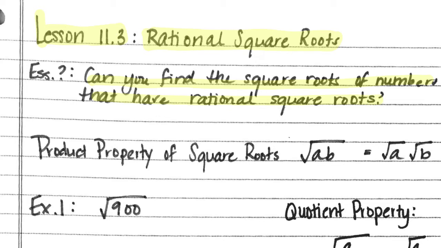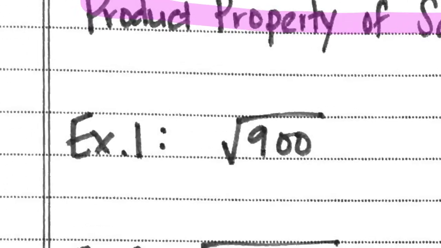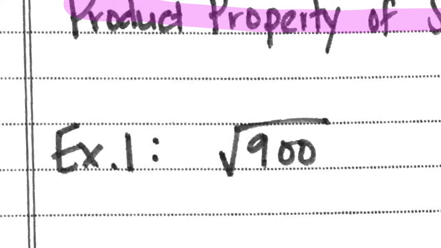And we're starting off with the product property of square roots, which just tells us if we have two numbers multiplied, we could go ahead and split those up. So the square root of a times b can be the square root of a times the square root of b. Meaning, the square root of 900, I could split this up to the square root of 9 and the square root of 100. And then from here, I know the square root of 9 is 3. I also know that the square root of 100 is 10.